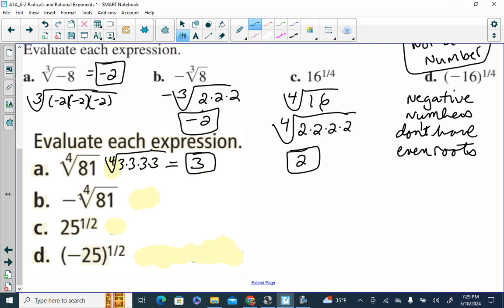Here I want the opposite of the fourth root of 81. So I want the opposite of the fourth root of 3 times 3 times 3 times 3. So it's going to be the opposite of 3, or negative 3.